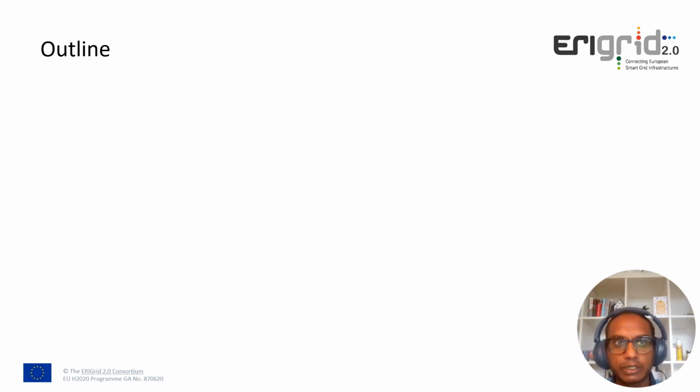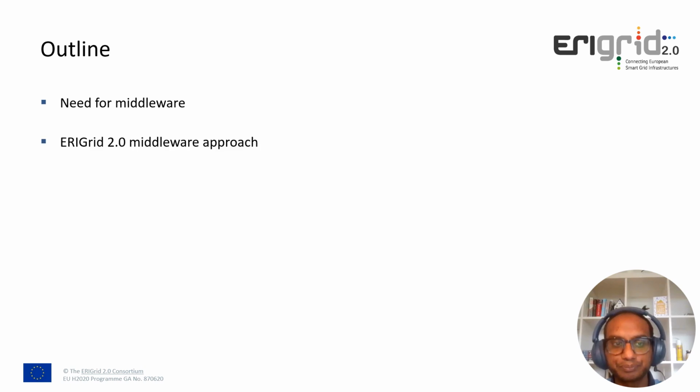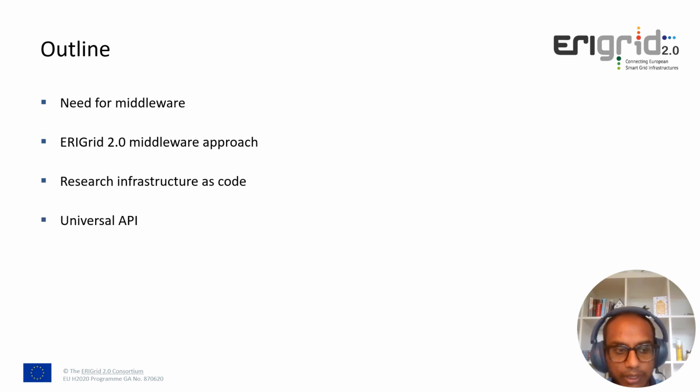The outline of this particular lecture is as follows. We will start by motivating the need for a particular middleware solution, followed by the software architecture of the middleware that we have developed within the Grid 2 project. Then we will look at some concepts such as research infrastructure as code and the universal API, which are crucial parts of the developed middleware solution. And finally, we'll draw some conclusions about what advantages the middleware offers and connect it to the last part of the MOOC.